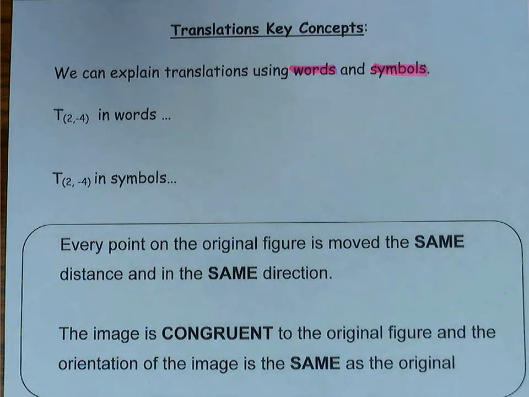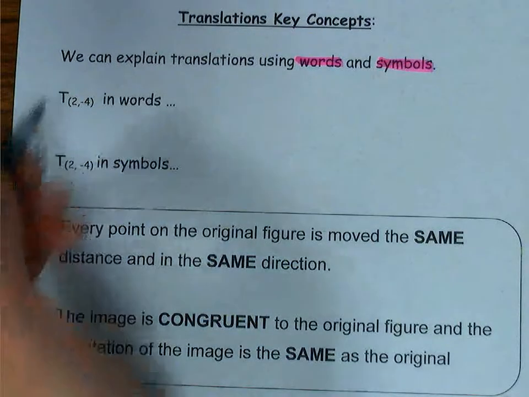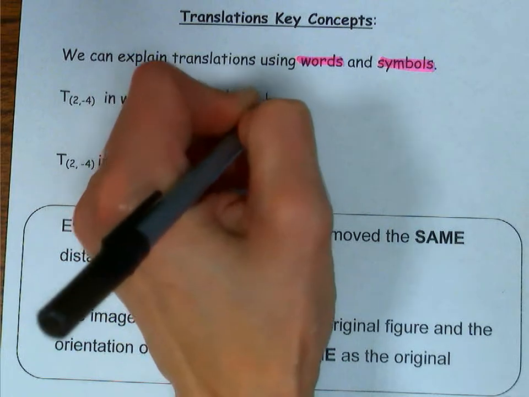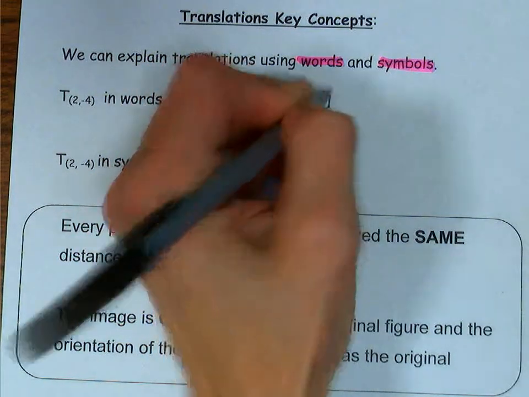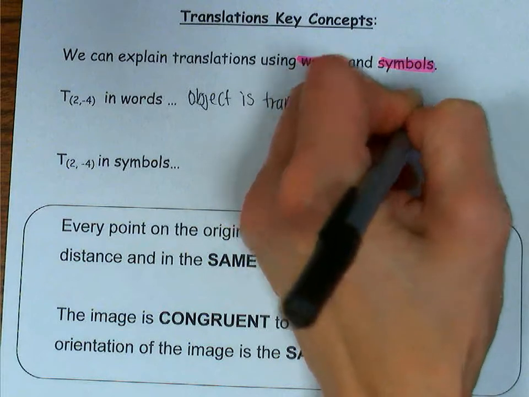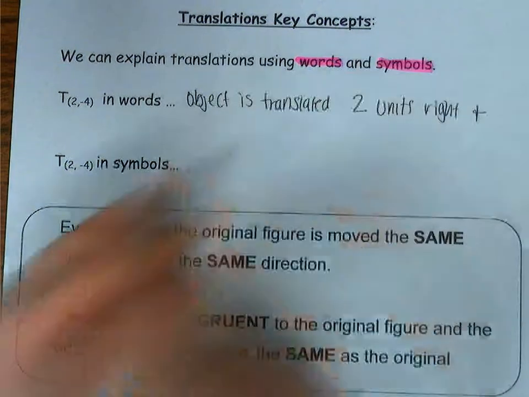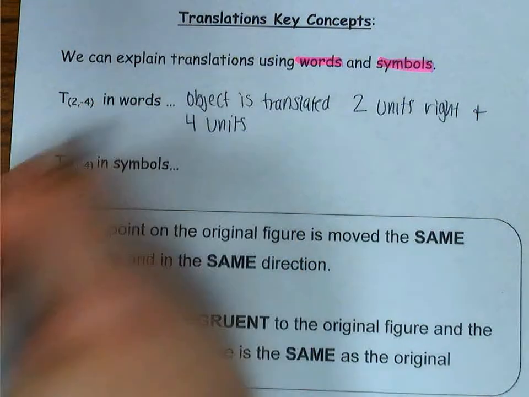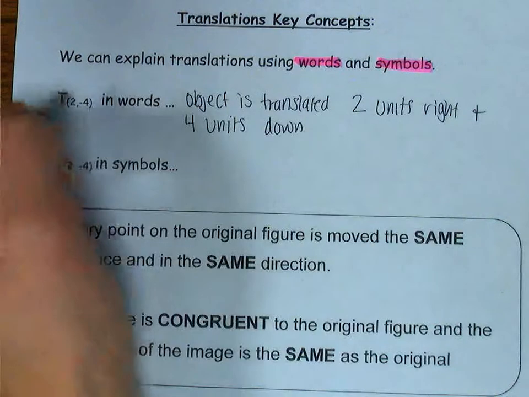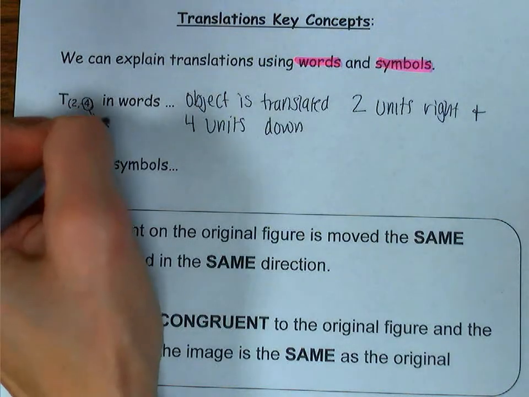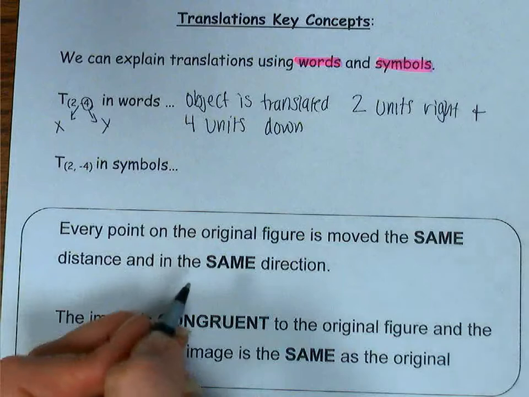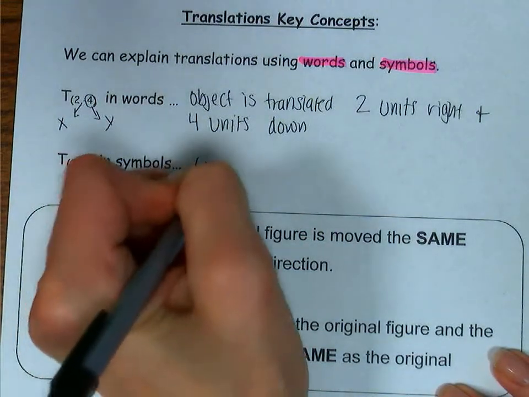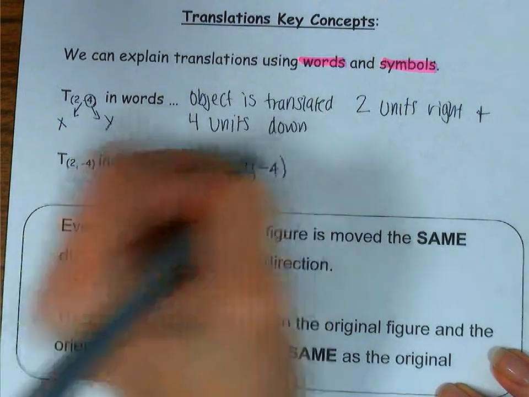So hopefully you paused the video, and hopefully you wrote down that this means that the object is translated 2 units right and 4 units down. And how do we know it's down? Because this is our y and this is our x. And so in symbols, it's translated x plus 2, y minus 4.